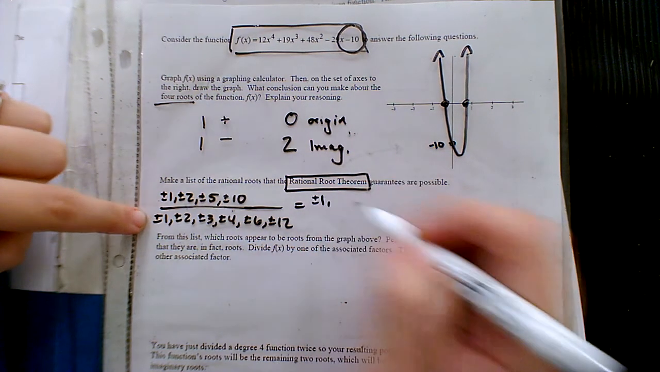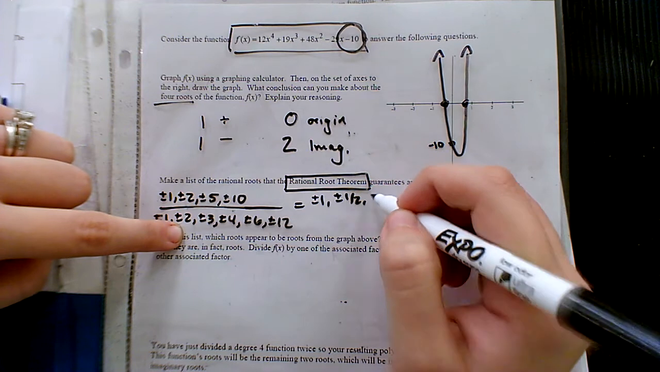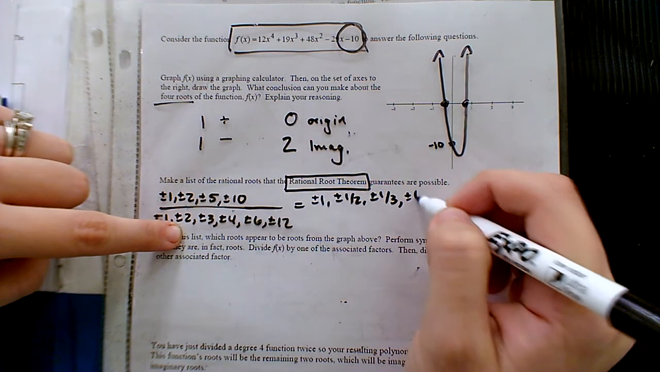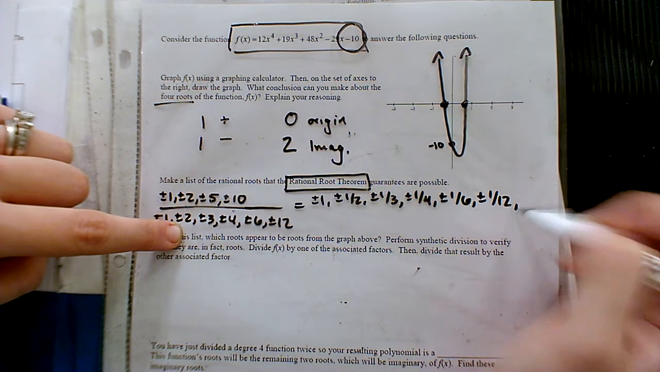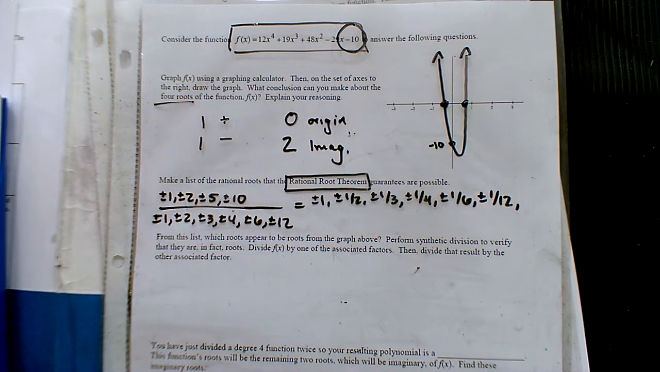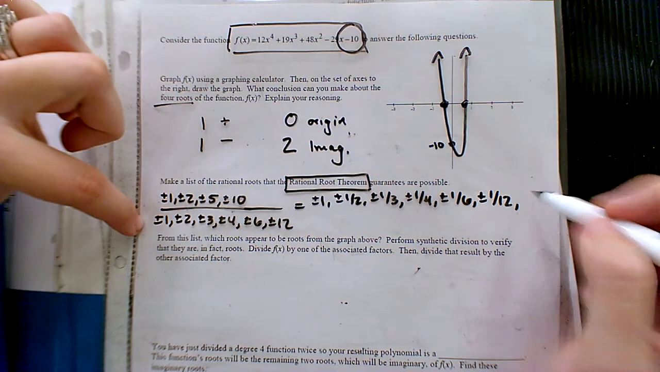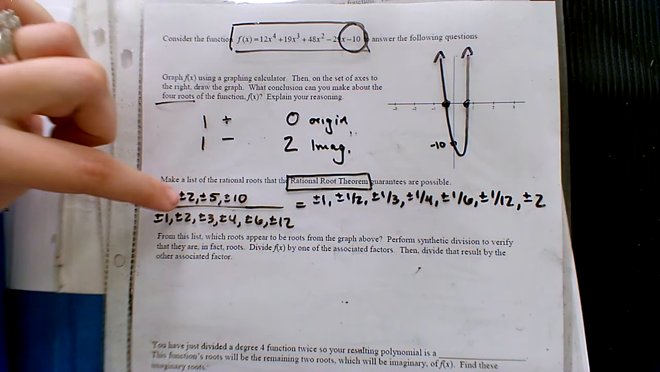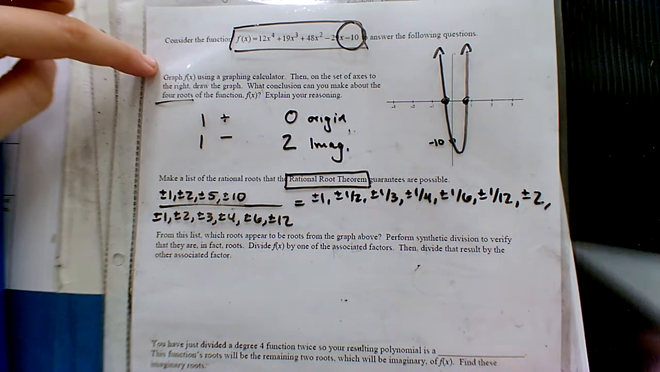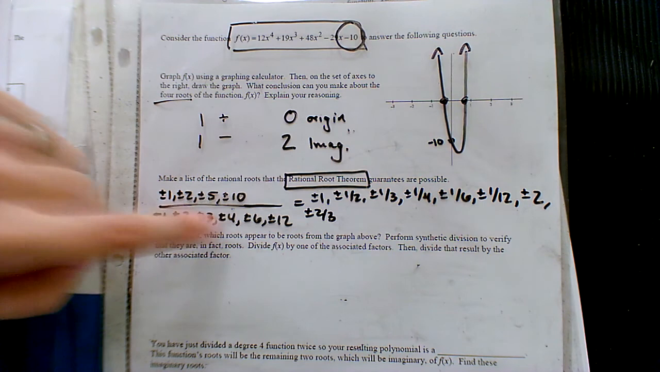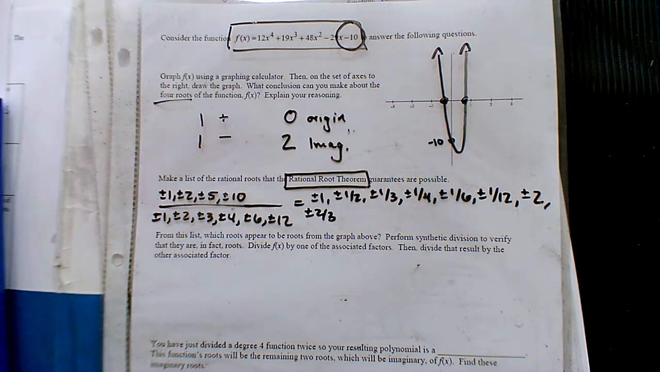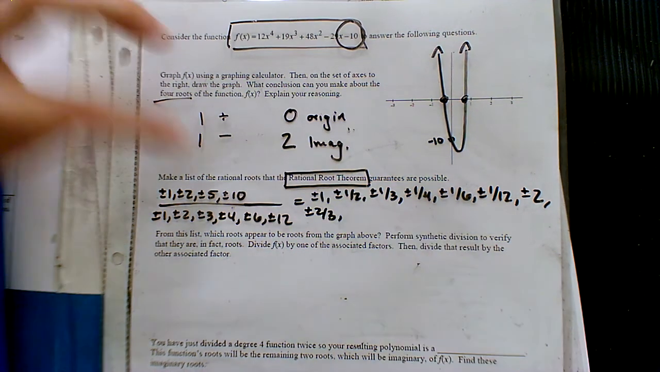1 divided by 1, 1. 1 divided by 2, 1 divided by 3, 1 divided by 4, 1 divided by 6, 1 divided by 12. Moving on to 2. 2 divided by 1. 2 divided by 2, already listed. 2 divided by 3 is not. 2 divided by 4, already listed. 2 divided by 6, already listed. 2 divided by 12, already listed. So that one was nice.